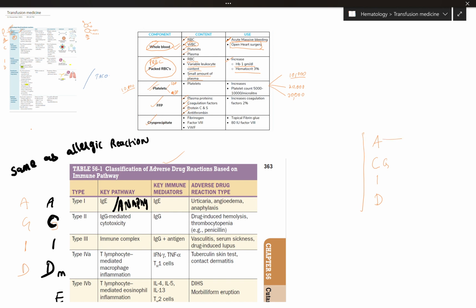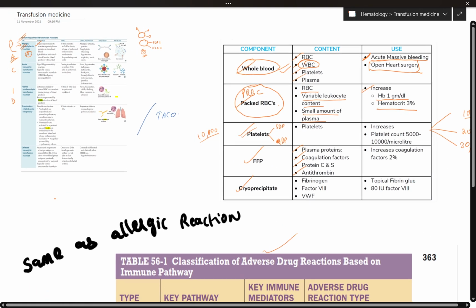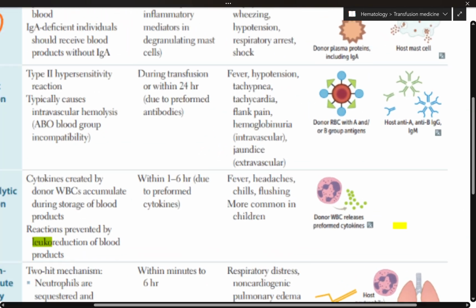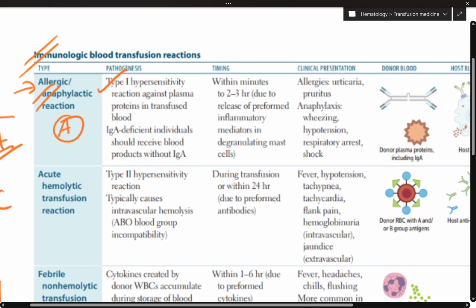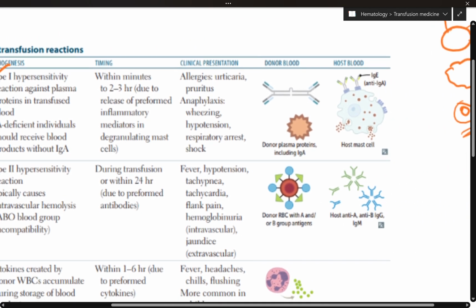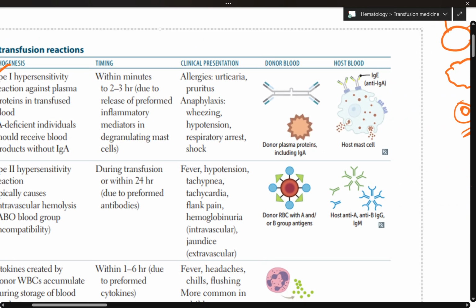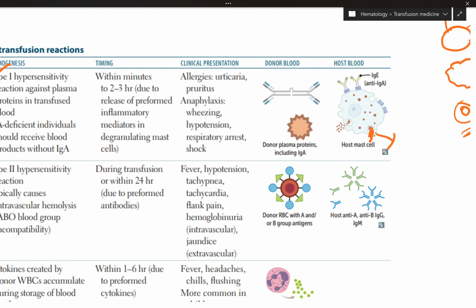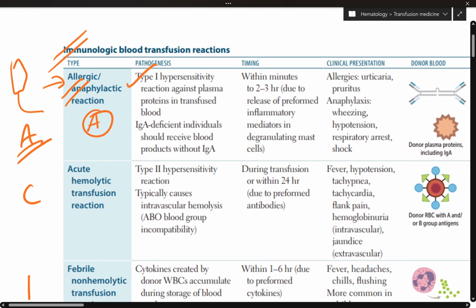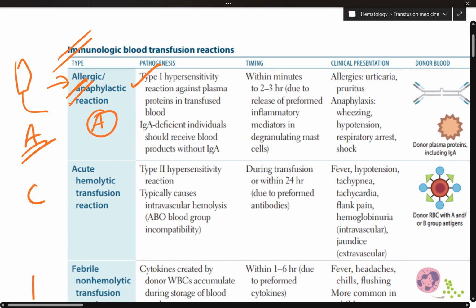A is anaphylaxis of preformed IgE. Preformed IgE antibodies are what cause anaphylaxis. So IgE will activate the mast cell and cause mast cell degranulation. So that is type 1, the anaphylactic or allergic reaction.